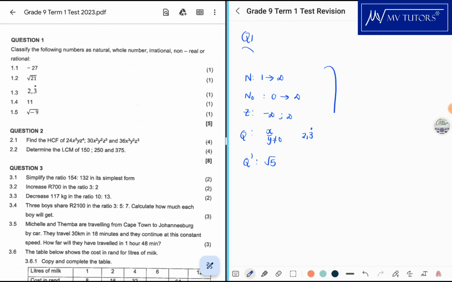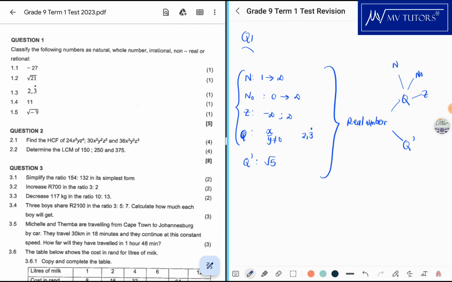And all of these form part of the real number system. Real numbers include rational as well as irrational. Remember, rational also includes whole numbers, natural numbers and integers. I hope you're still with me. I know I'm taking a while, but we need to define this.